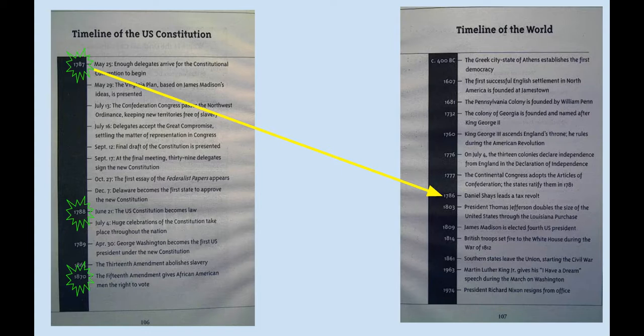But you can see this timeline of the world, it starts way back in 400 BC. And so that's over 2,000 years ago. And then it goes all the way up to 1974. President Richard Nixon resigns from office. And so that's covering a lot of ground. So this is a lot to cover in a timeline.